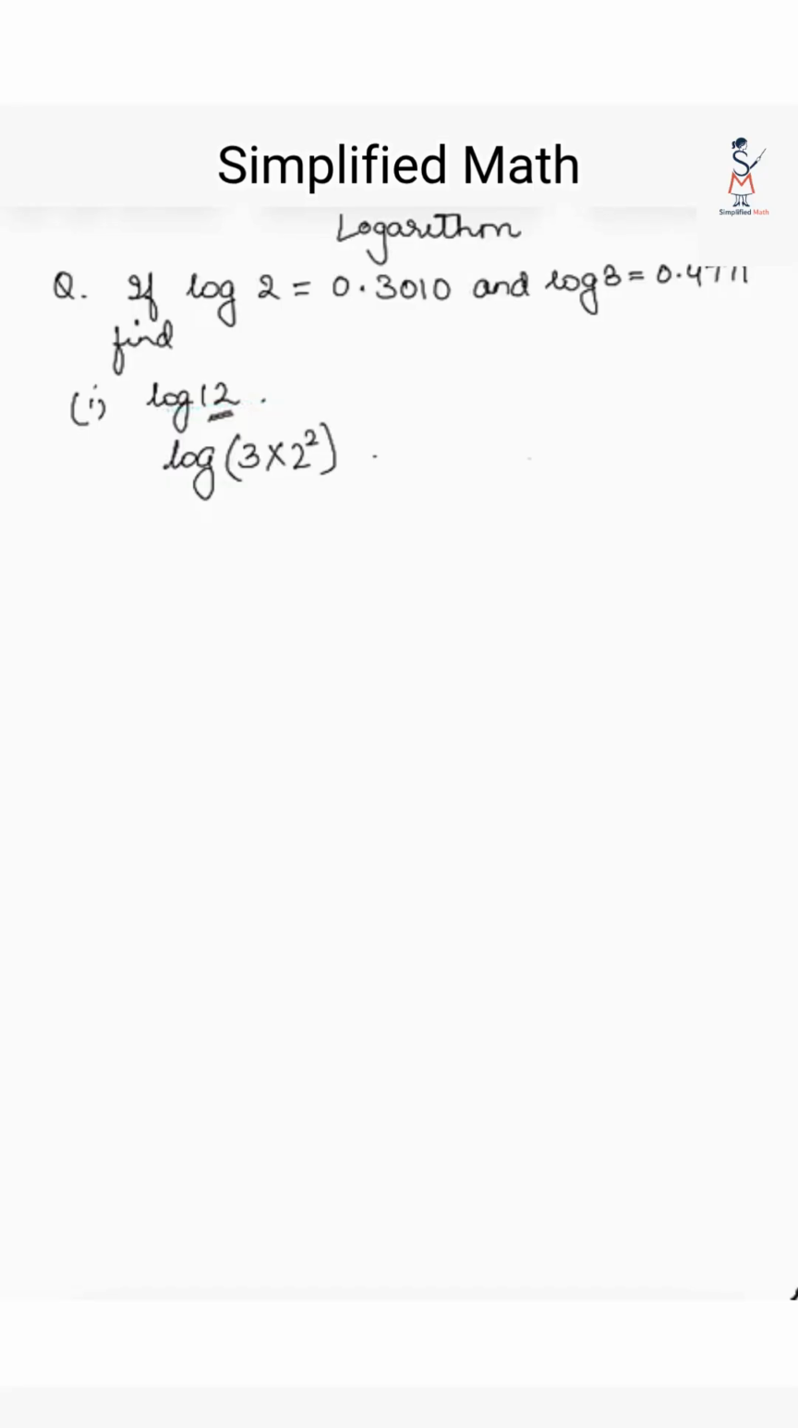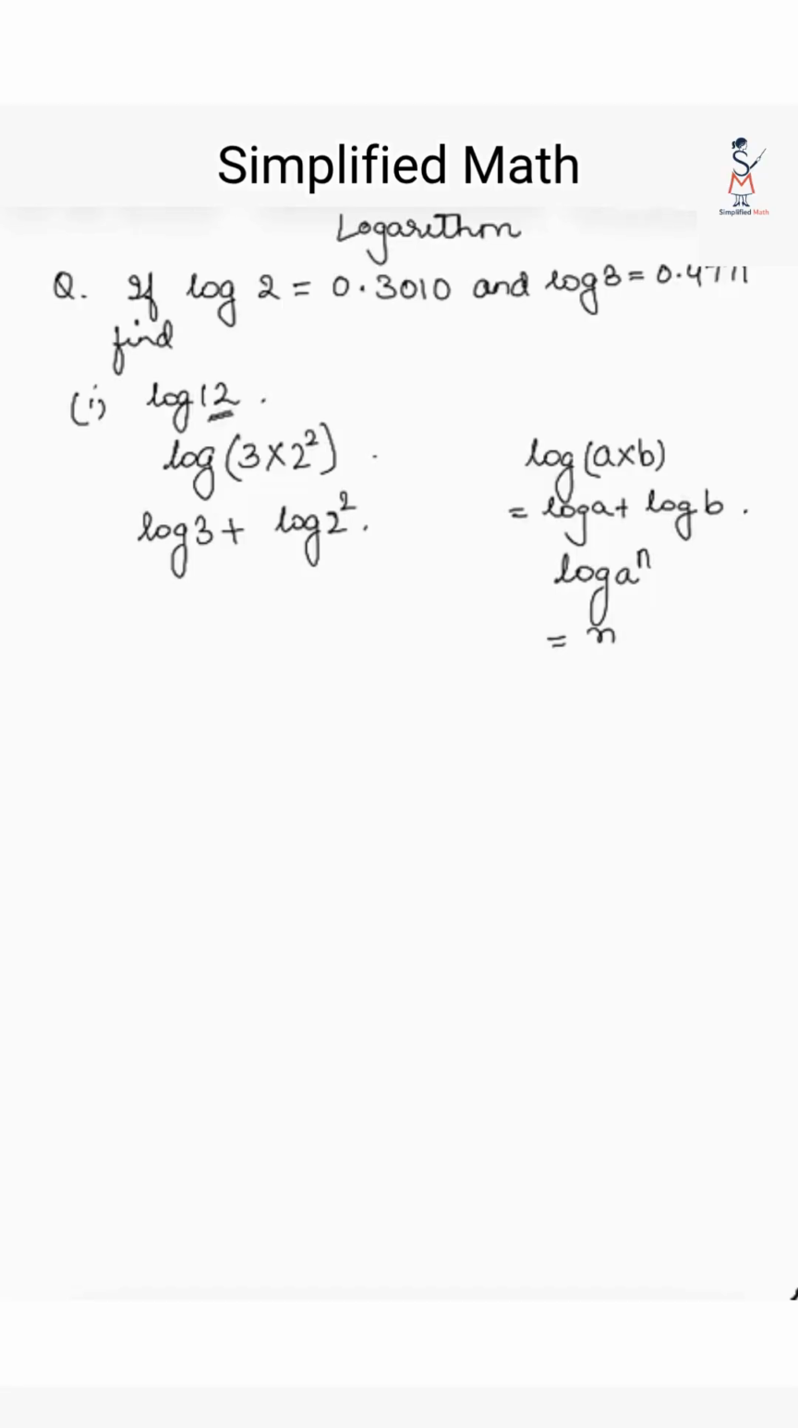Now we will follow the law of log. Log A into B is log A plus log B. So we will follow that rule and write this as log 3 plus log 2 square. We even know that log A raised to the power n is equal to n log A. So that we will apply over here. That is log 3 will be log 3 and this will become 2 log 2.